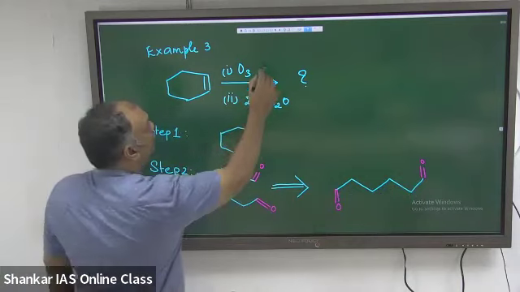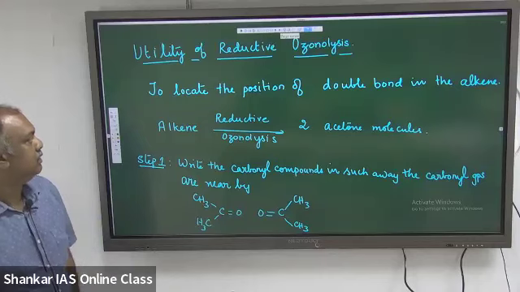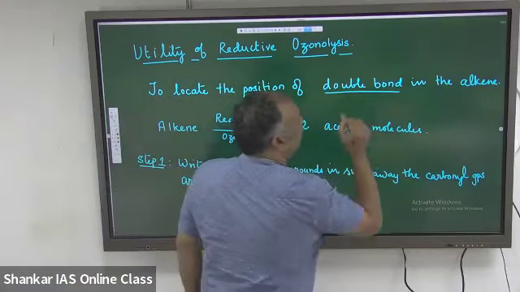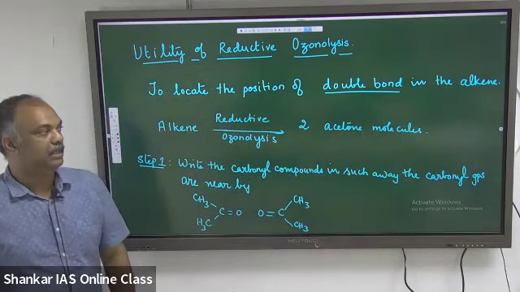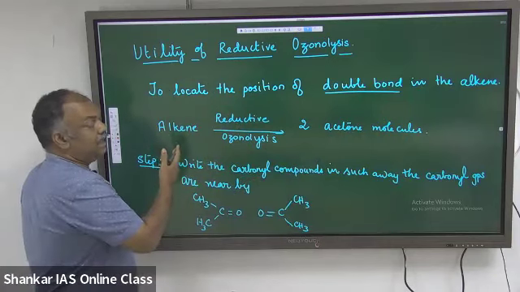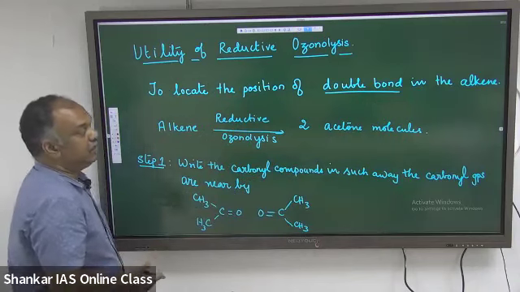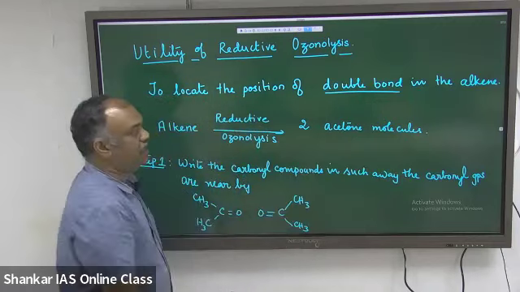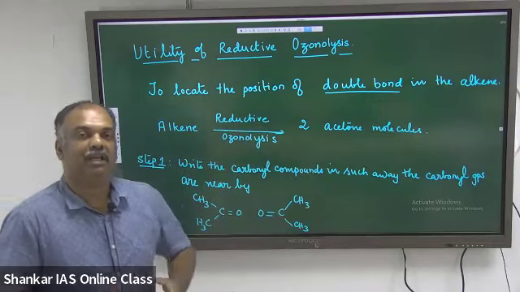What is the utility of reductive ozonolysis? It is used to locate the position of the double bond in the alkene. For example, I am subjecting an alkene to reductive ozonolysis. I don't know what the structure is, but I am getting 2 products. I know what the products are. They are 2 acetone molecules. Then how do I arrive at the alkene?